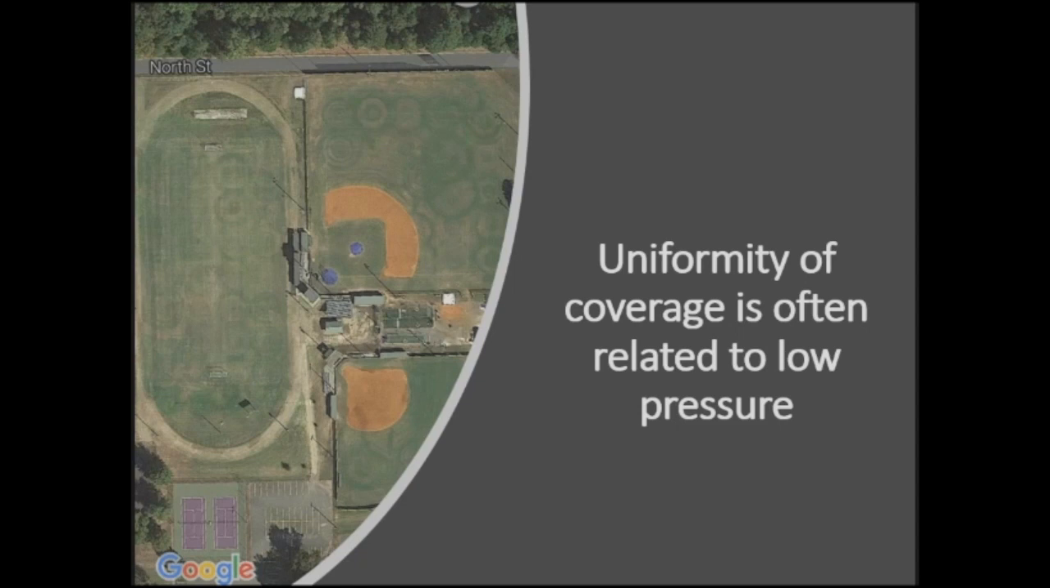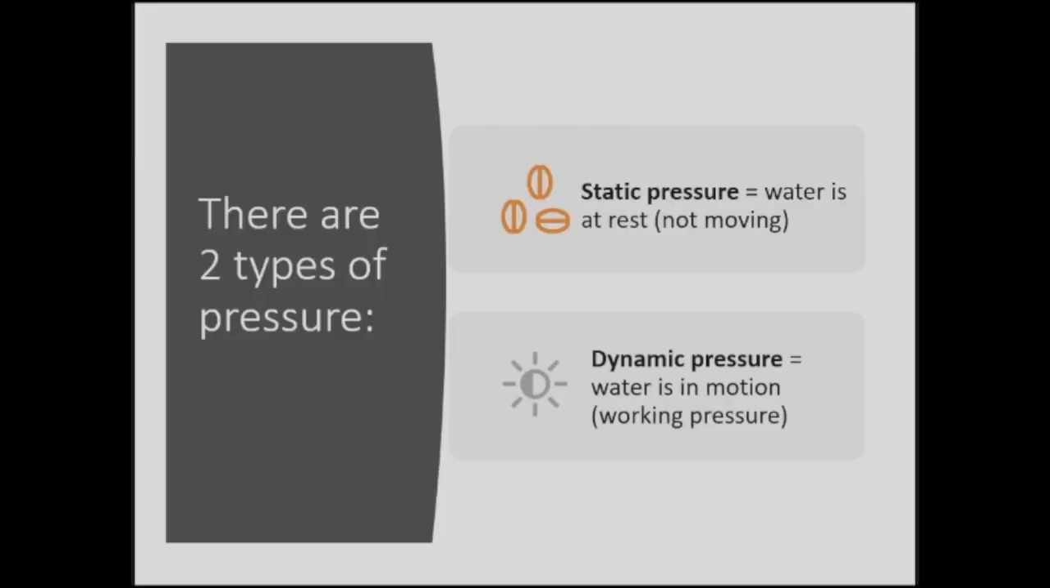And so we need to know how our pressure changes based on what type of system that we have. And so we have two types of pressure. We have static pressure when the water's at rest. It's not moving, right? And then we have dynamic pressure, which they generally call working pressure. That's when the system is operating. What kind of pressure do we have? So when we think about static pressure, when it's not moving, how do y'all think it can change? How can static pressure change?